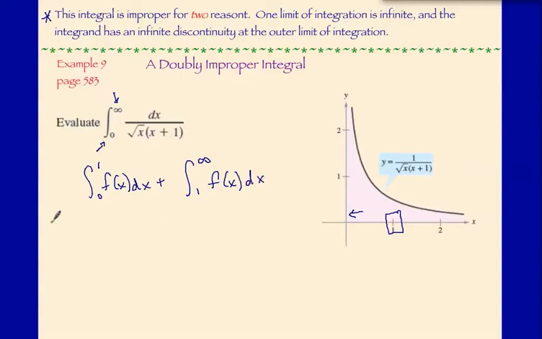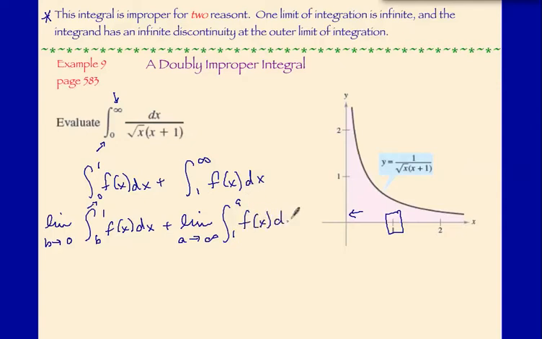And so, since 0 is a problem, we'll say the limit as b approaches 0 of our function from b to 1. I'm just shorthanding it instead of rewriting it over and over again. Plus the limit as a approaches infinity, from 1 to a, f of x dx. It doesn't matter which letter you use, so don't be confused by the fact that I let this be b instead of a.